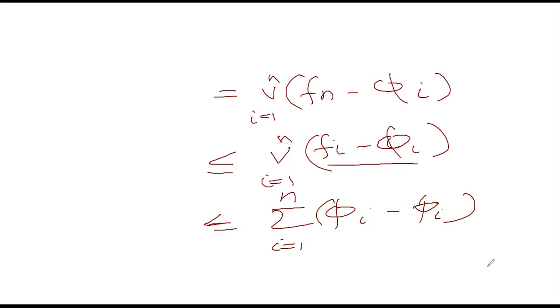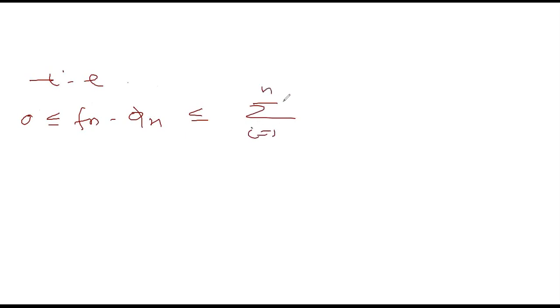Okay, so this is trigger, this is trigger, this is equal to sum, this is equal to sum. So now what we have achieved here is the following: 0 is less than or equal to fn minus phi n, and it's less than or equal to the summation, i runs from 1 to n, of fi minus phi i. So this we have done here.